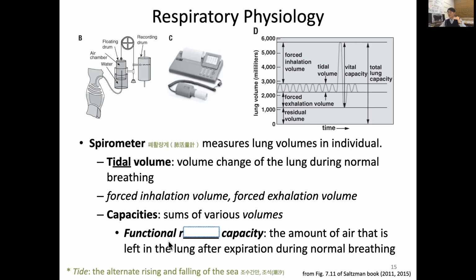And let's see, the functional one. When we have a normal exhale, the amount of air that's left inside the lung after expiration during normal breathing, this much amount, we call the functional residual capacity. So functional residual capacity is really the summation of residual volume plus the forced exhalation volume.